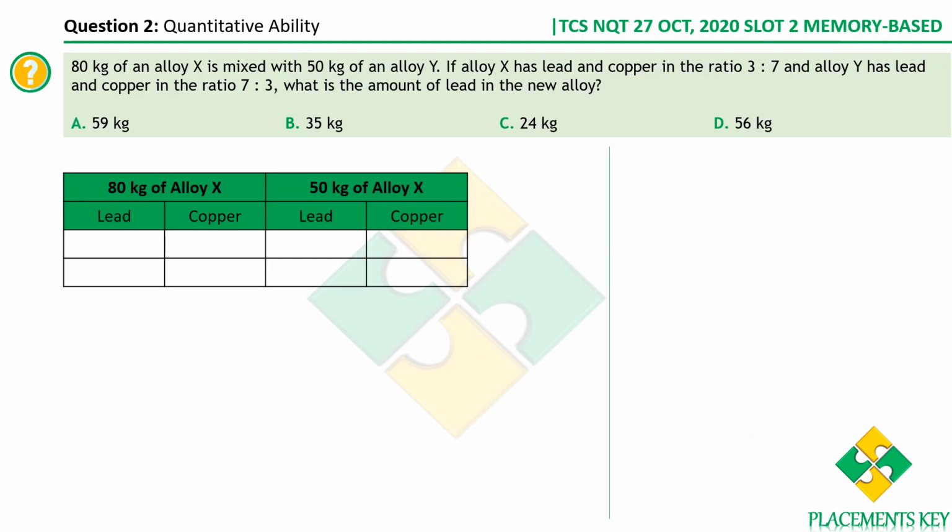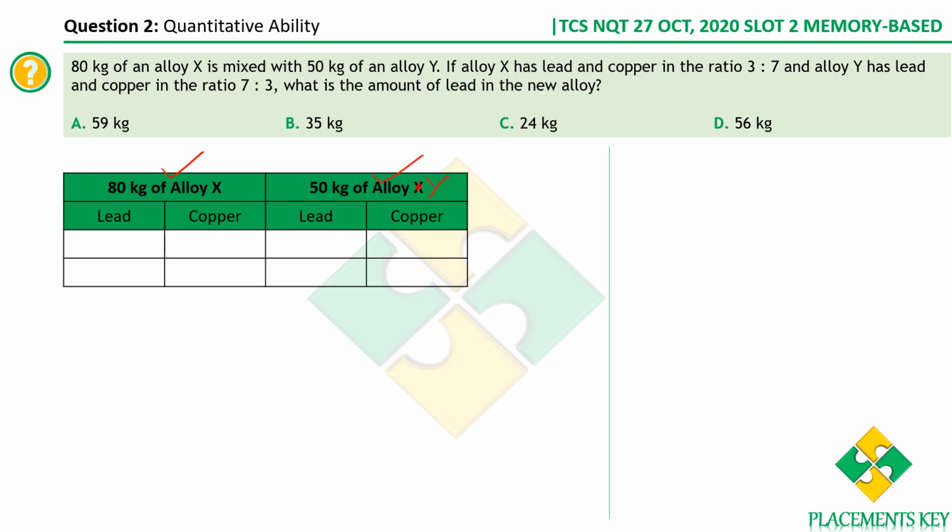80 kg of an alloy X is mixed with 50 kg of an alloy Y. If alloy X has lead and copper in the ratio of 3:7 and alloy Y has lead and copper in the ratio of 7:3, what is the amount of lead in the new alloy? Okay, so we have two alloys, 80 kg of alloy X and 50 kg of alloy Y, right? I'm sorry, it is alloy Y.